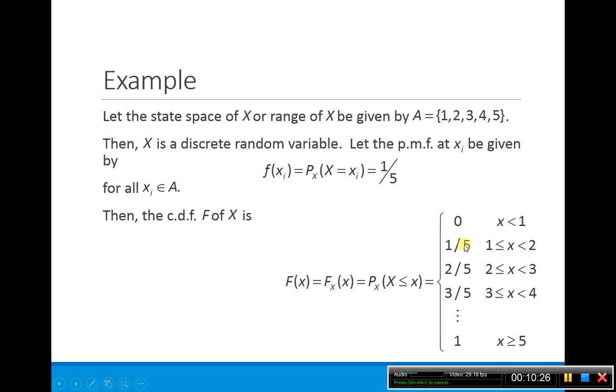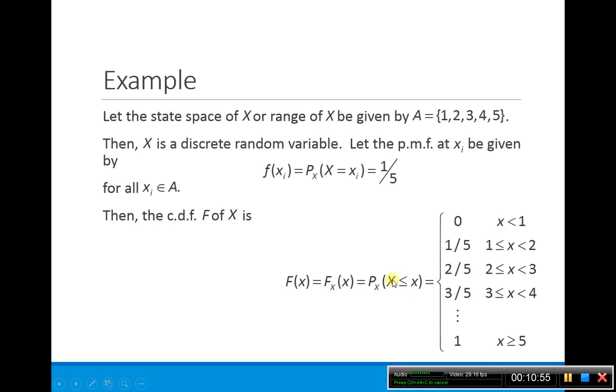What is the probability that we can get a 1? It's 1/5. Now if we look at little x being between 2 and 3, then really the only values in our range that count are 1 and 2. What's the probability that our X can take on a value less than or equal to 2? Well, it can take on that value if I get a 2 or if I get a 1. So I add up these two. That's where I get the 2/5.